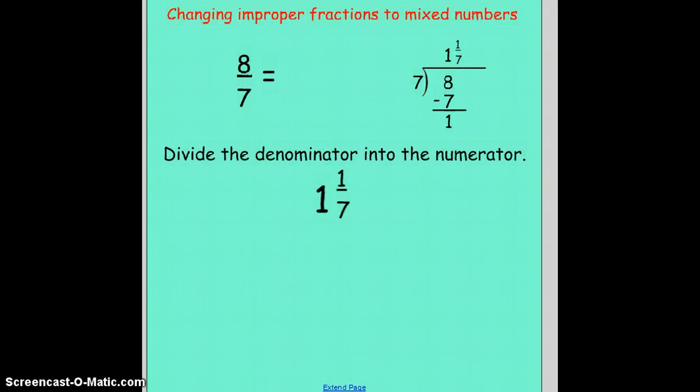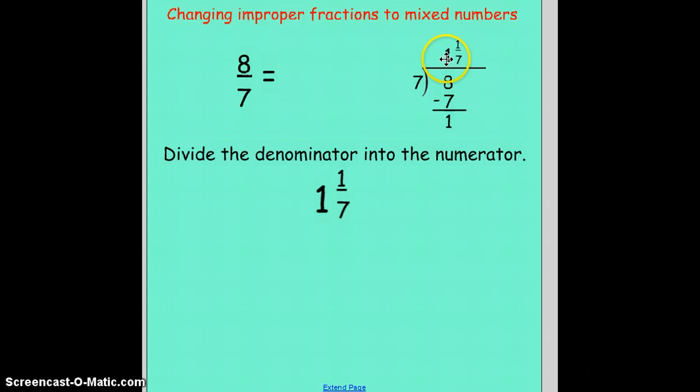Now we're going to change our improper fractions to mixed numbers. In order to do that, we simply divide the denominator into the numerator. So remember, the denominator is our divisor. We divide that into our numerator. Even when we're getting ready to do decimals, this line always means to divide. This fraction bar means to divide.